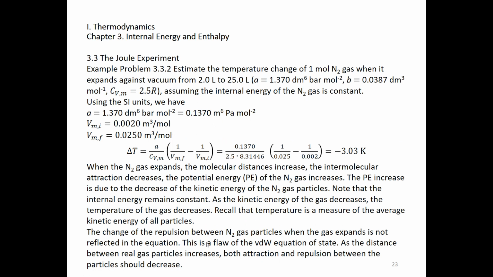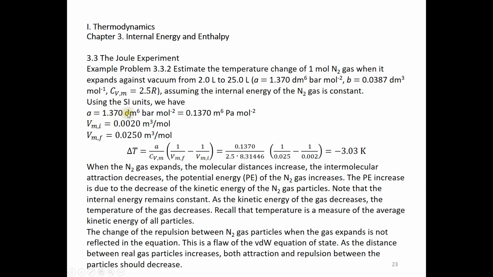Now a numerical example. Example problem 3.3.2. We'll look at nitrogen gas. Let's estimate the temperature change of 1 mole of nitrogen gas when it expands against vacuum from 2 liters to 25 liters. We have the values of the van der Waals parameters A and B over here. Unfortunately, they are not really in SI units. Decimeter cube is actually liter, and this is liter squared. And then we have bar. Bar is not an SI unit either. But still, we're going to do the calculations.